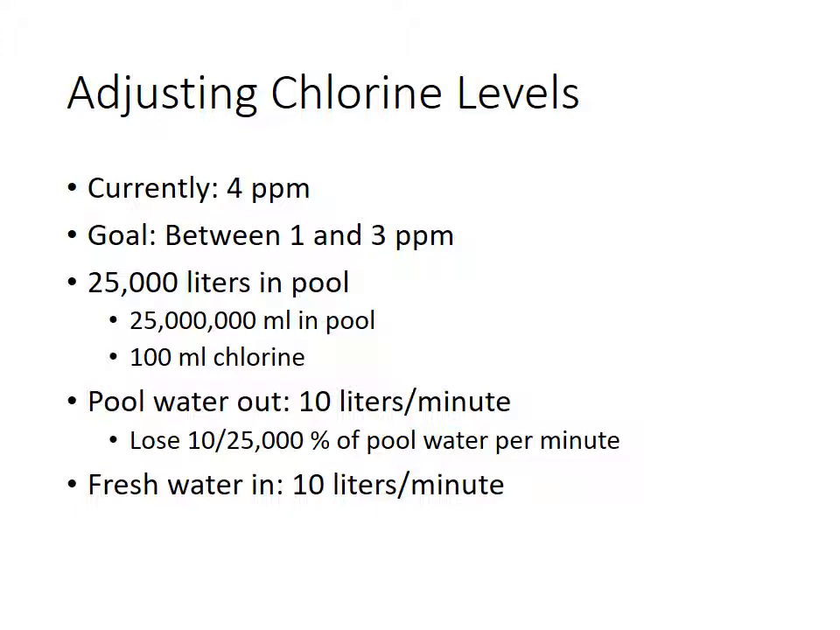And let's just rewrite this to make the percentage look a little nicer. So you're losing 0.04% of the pool water per minute. And let's assume that the water in the pool is always pretty well mixed. So this also means that you're going to lose 0.04% of the chlorine in the pool per minute.